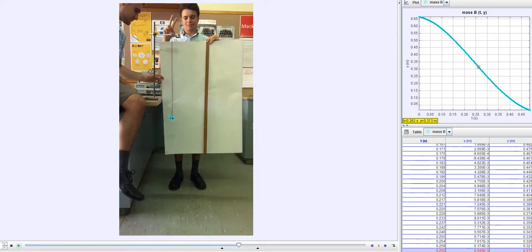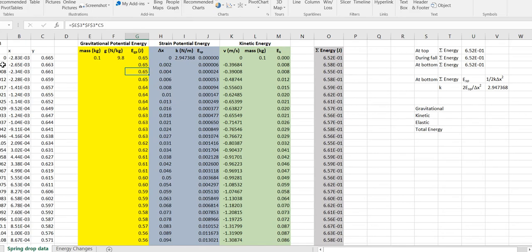So those values that we had earlier with our y positions, we can use that to calculate the extension delta x. Okay, so all I'm doing is taking this away from the original height. So at the start there's no extension. As this drops, I'm taking it away from 0.665 to 0.663. So the extension now in the second frame is 0.02, and I can then use a half k delta x squared to work out the strain potential stored.